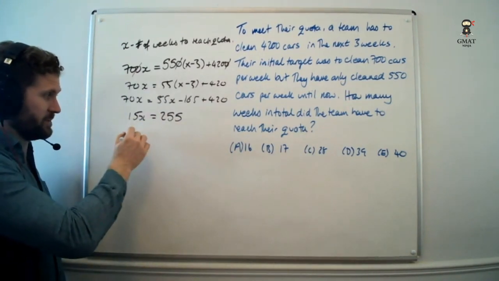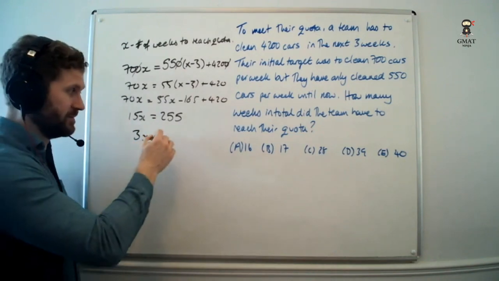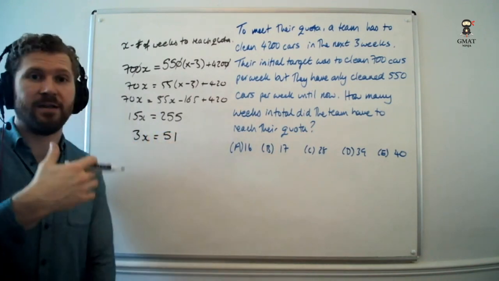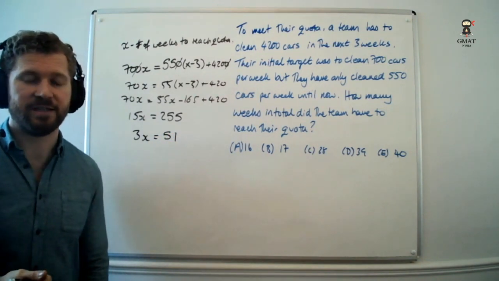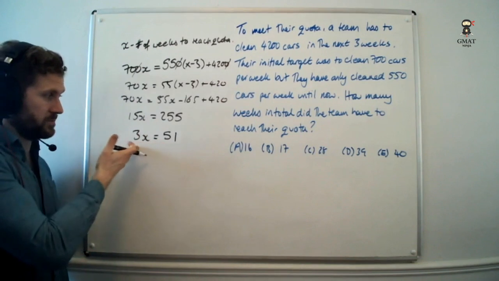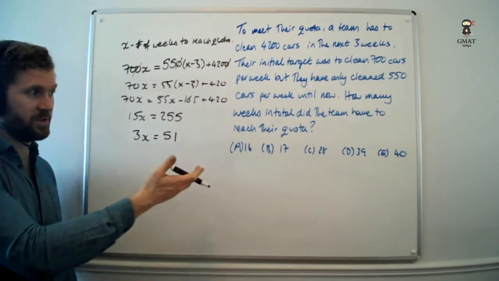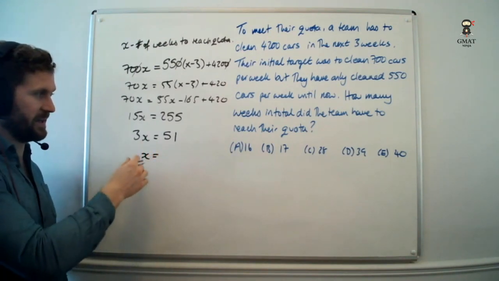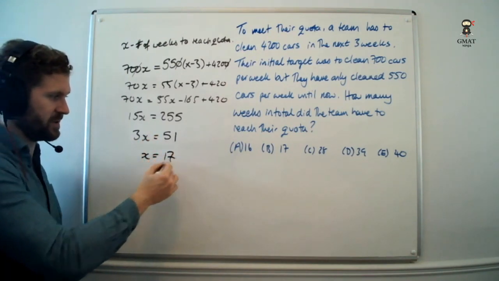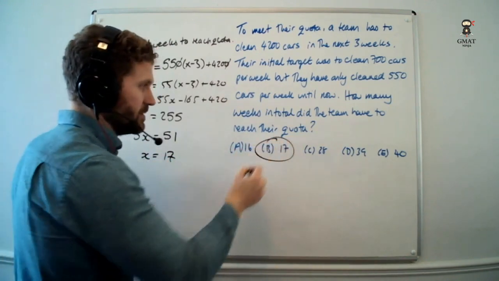Now, if I divide both of these by 5, I'll get 3x, and 255 divided by 5 is 51. It might not be a nice division, but it's still nicer than trying to divide it by 15. And now I've got a 3x and a 51. Well, we're going to get to an answer that's going to be a whole number. I'm going to divide both sides by 3. So the left-hand side is going to be x, and 51 divided by 3 will give me 17. And so the answer is going to be B here.